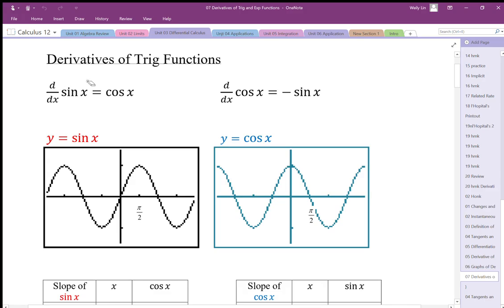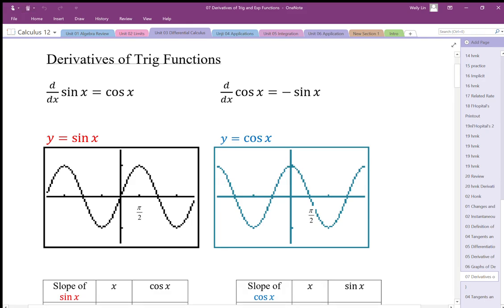So we have our derivative of sine happens to be the cosine function. The derivative of cosine happens to be the negative sine function. Okay, so these are just defined derivatives. So I'm just going to try to justify them now.